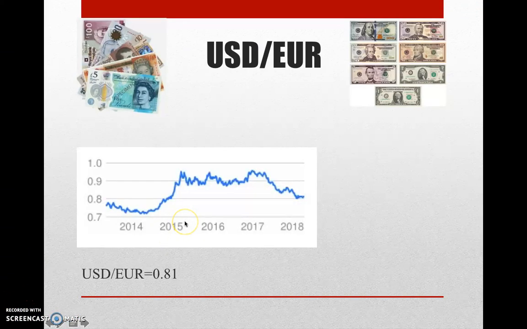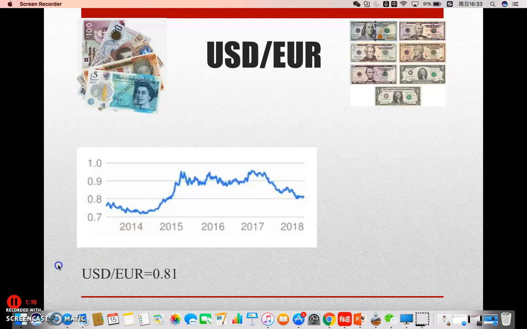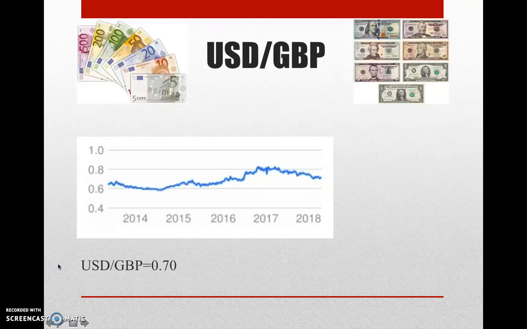Here is the first currency pair, US dollar and the euro. This means that 1 US dollar can buy 0.81 euro. The second currency pair, US dollar and British pound. This means that 1 US dollar equals 0.70 pounds.